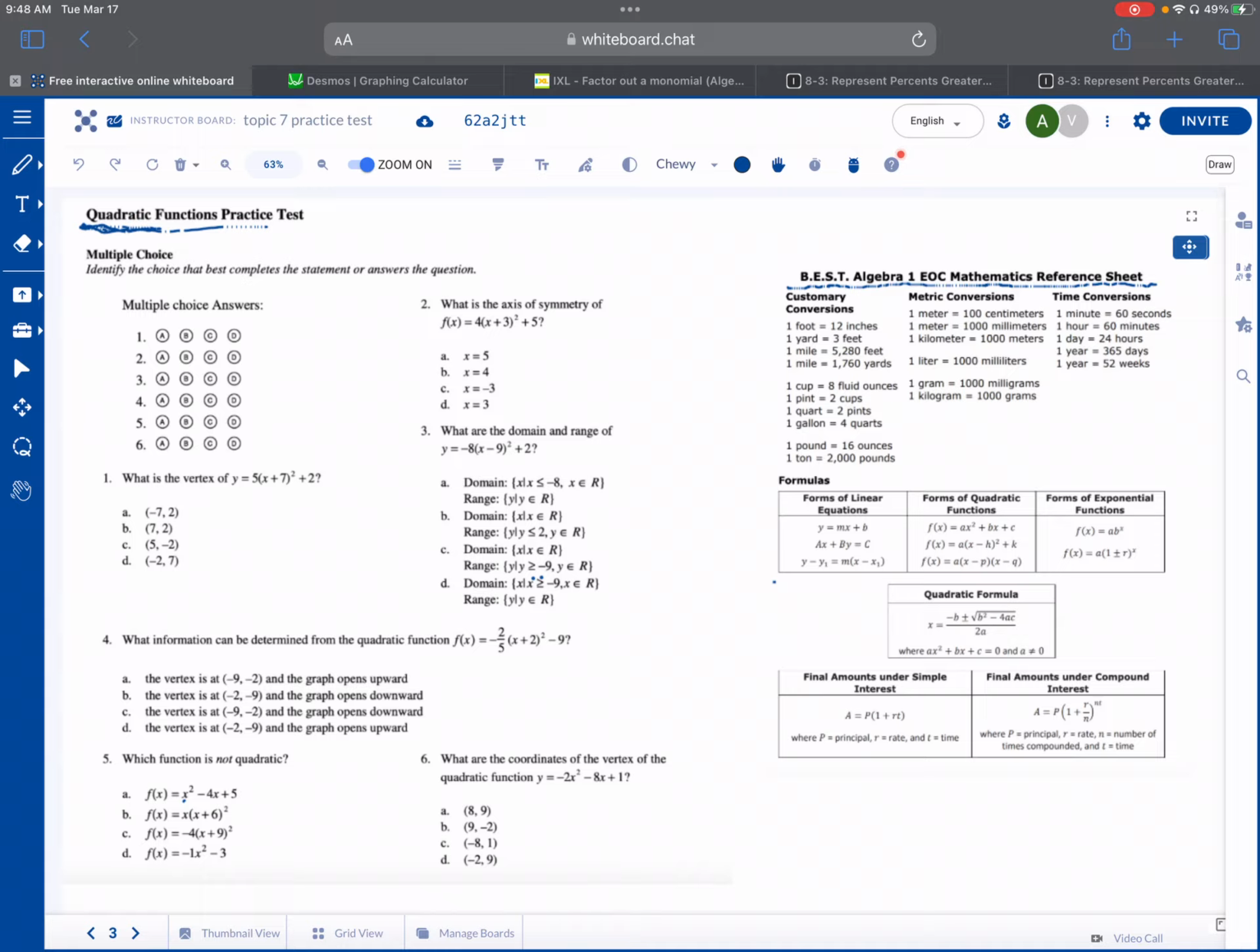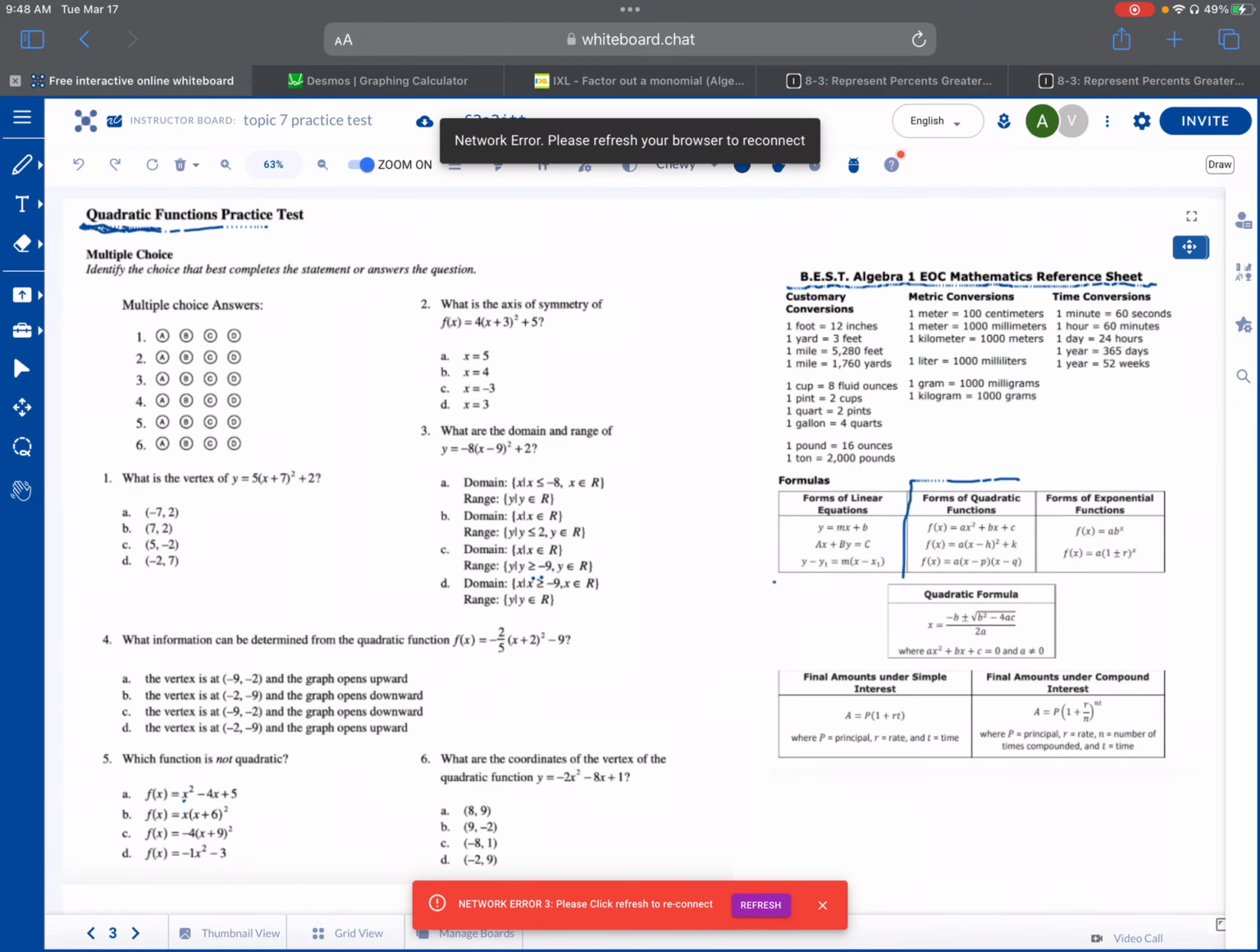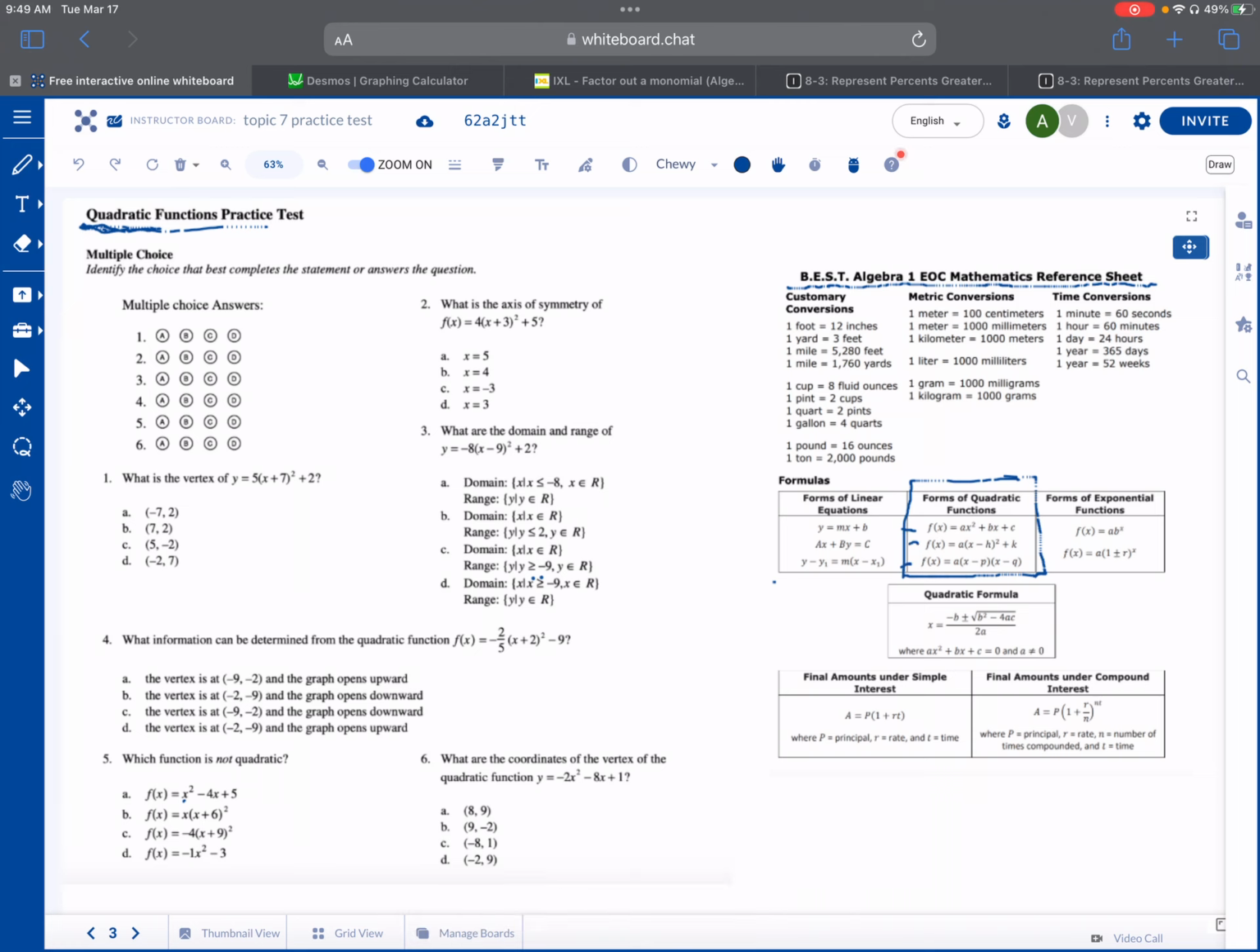And in the reference sheet, they give you three different forms of the quadratic function. Okay, so we have these three. The first one is called the standard form. Then the second one is the vertex form. And the last one is called the factor form. So every time you see any of these forms, they're talking about quadratic functions.